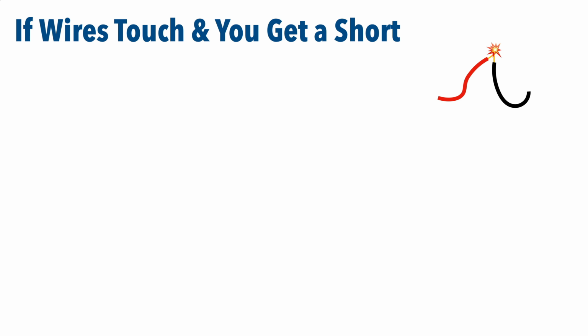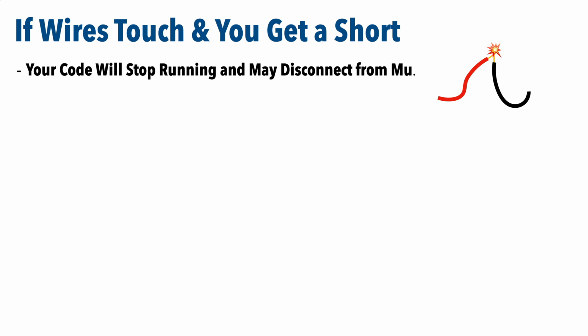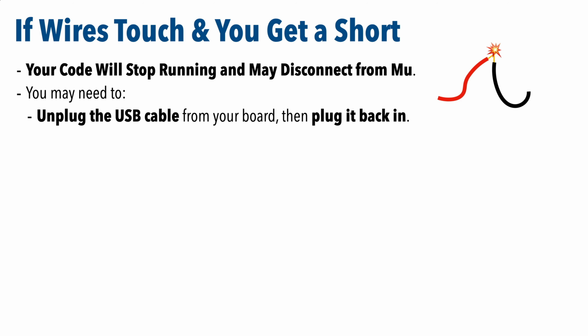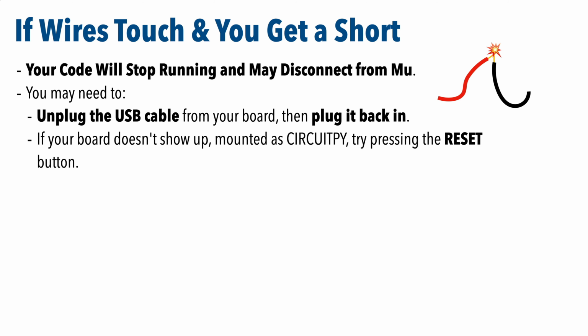But if your wires do touch and you get a short, your code will definitely stop running and your board will probably disconnect from Mu and your computer. Now, if your board does short out, and that happens to all of us, you can just unplug and replug your board back in. That will usually work. Sometimes you have to press the reset button to reboot CircuitPython.